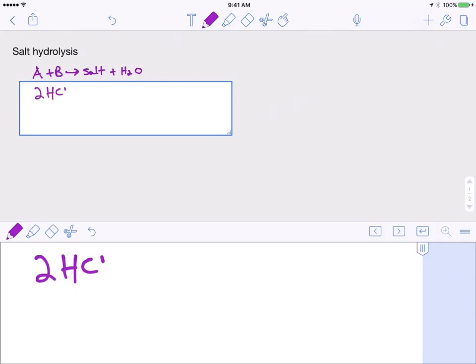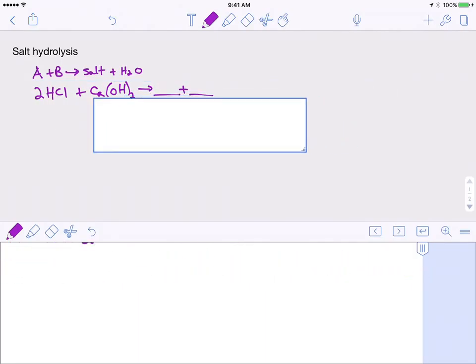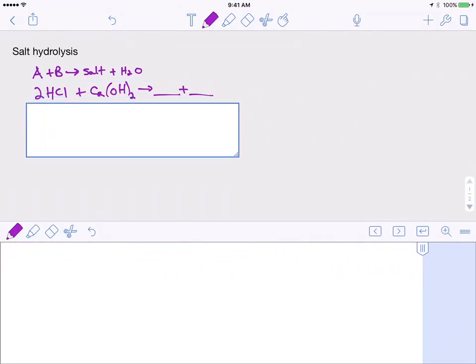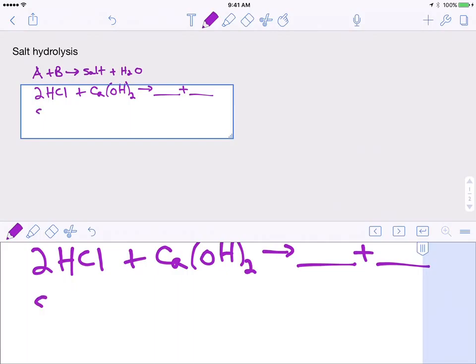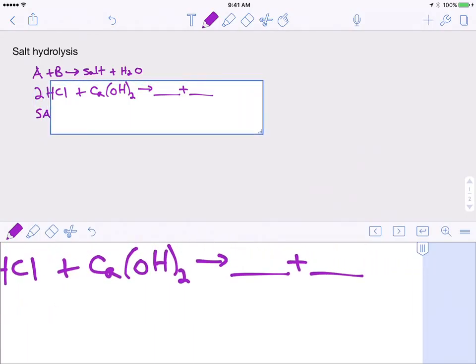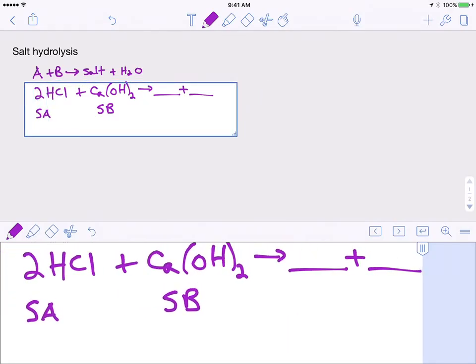Given 2HCl plus Ca(OH)2, calcium hydroxide, what does this yield? Well, we know we have an acid and a base, and now we have to make sure we know if they're strong or if they're weak. Now, HCl is one of those ones you have to memorize. That's a strong acid. And calcium hydroxide is also a strong base. It's in that second column, but it's not the first two elements, and it's with the hydroxide. So, what does this equal?